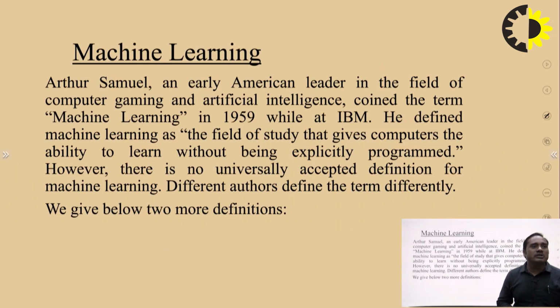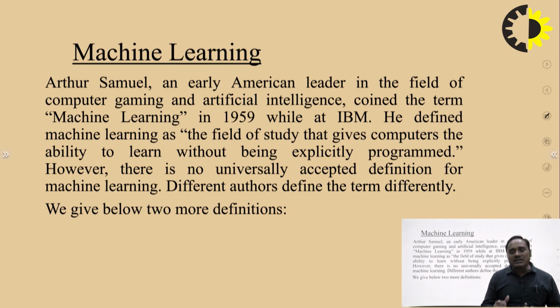I am not going to discuss this one in detail, because machine learning was invented by Arthur Samuel in 1959 at IBM. IBM is a big name that used the concept of machine learning, and he defined machine learning as the field of study that gives computers the ability to learn without being explicitly programmed. So that is machine learning.